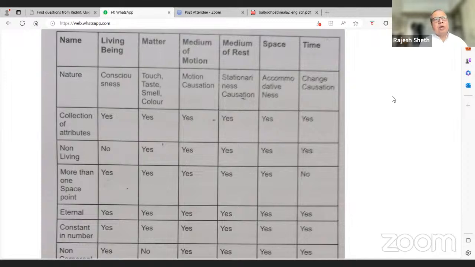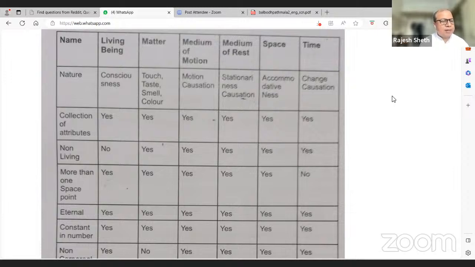So the qualities are of two kinds, common qualities which are common across all the substances, and then there are specific qualities which are present in that particular substance. So the instrumental cause for a change is time. Okay. So the specific attribute of this time substance is change causation.